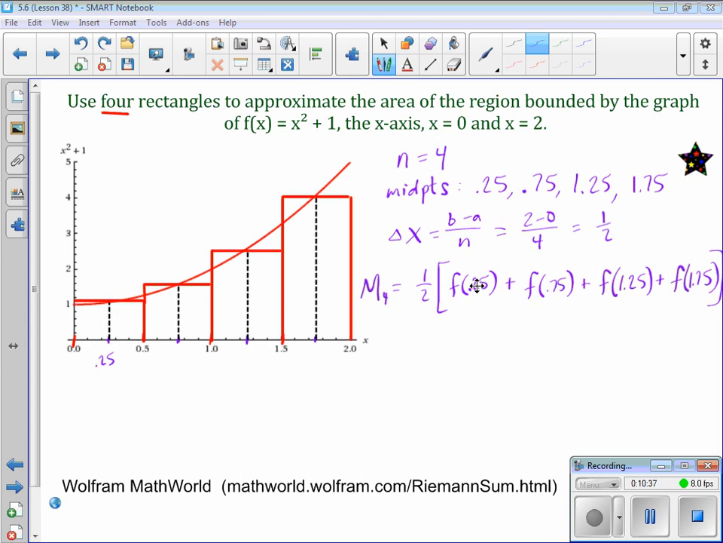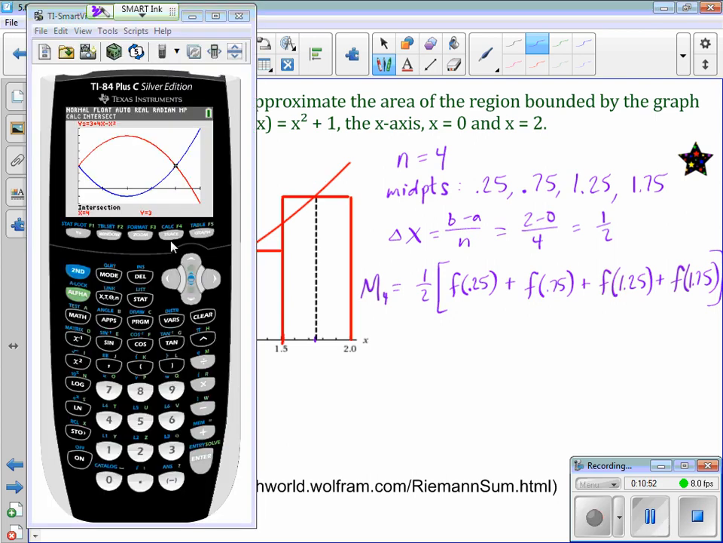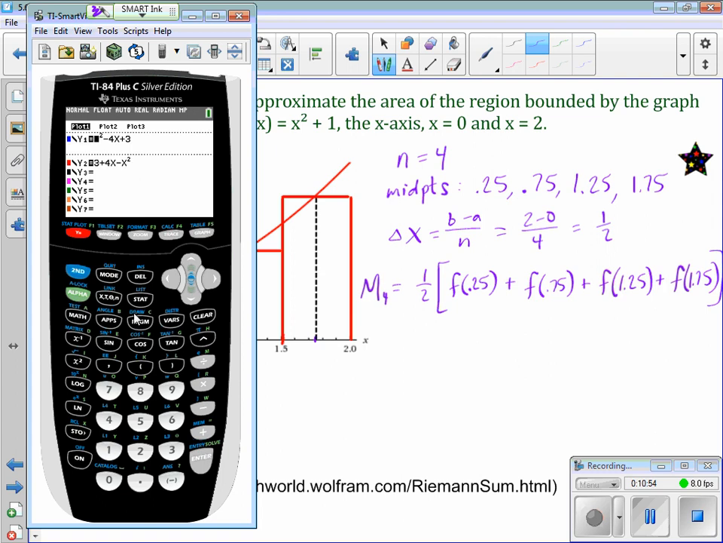And then how do I find my function at 0.25? Plug 0.25 in. An easy way to do this, if you have your calculator, put this equation into your y equals. Okay, so throw that equation in your y equals. If you go to your y equals, you just put the equation in. And if you don't have it, obviously you can use mental math there. But we've got x squared plus 1.